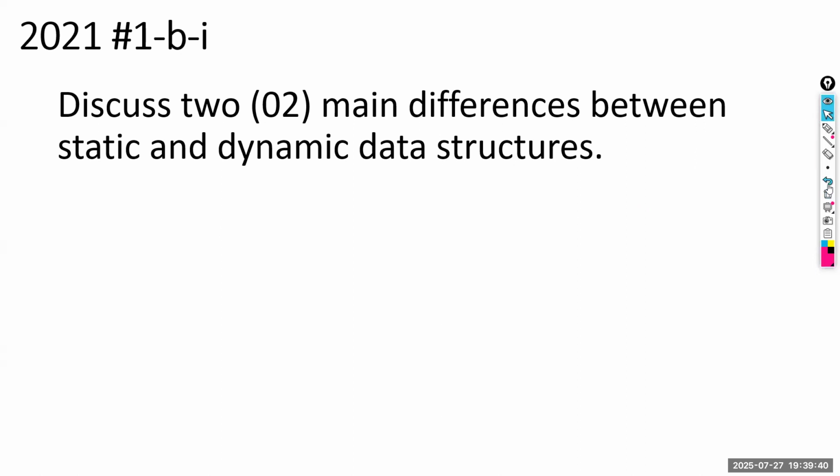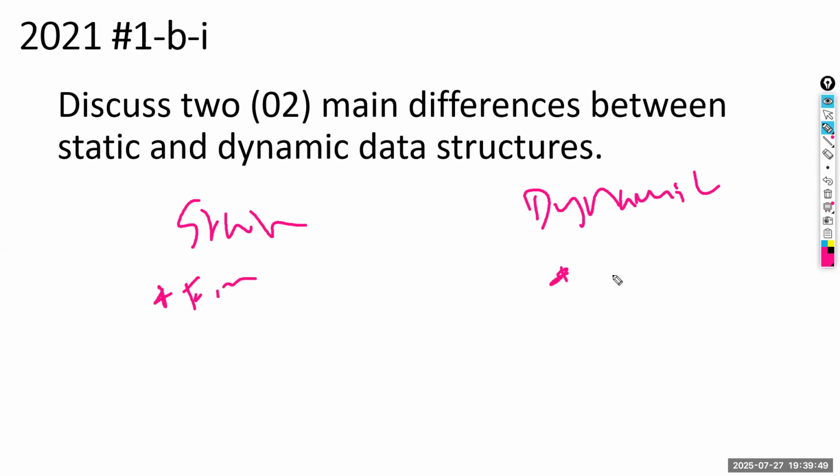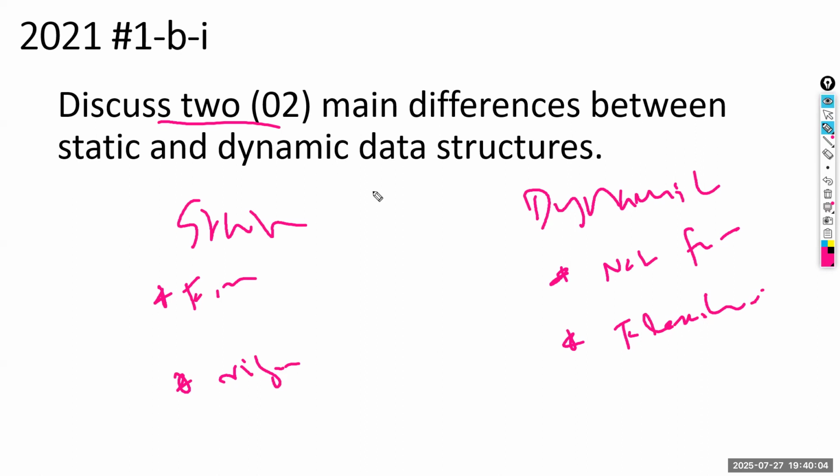So what are the main differences? Obviously, static data structures have a fixed size. Dynamic ones do not have a fixed size. Static ones are more rigid; dynamic ones are more flexible. What else? When they say two, at least discuss three. Static may be more memory efficient, dynamic is flexible, but efficiency is debatable because it sometimes depends on the context as well.